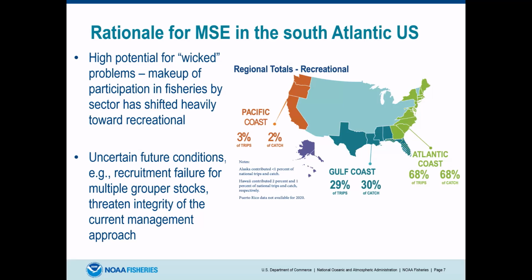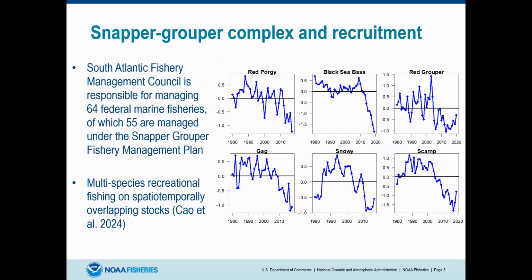We also have uncertain future conditions, particularly for multiple grouper stocks, where we've seen a sort of recruitment failure, which would threaten the integrity of the current management approach. So for any of you who may have seen my talk at SCS 8, you may have seen this figure already. It's a compilation of estimated recruitment for 6 different grouper species in the South Atlantic US.